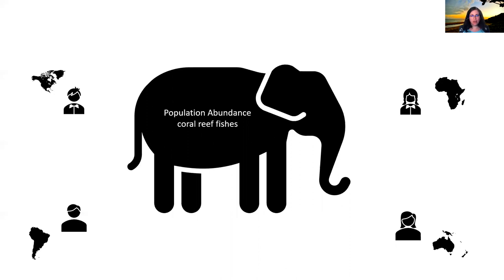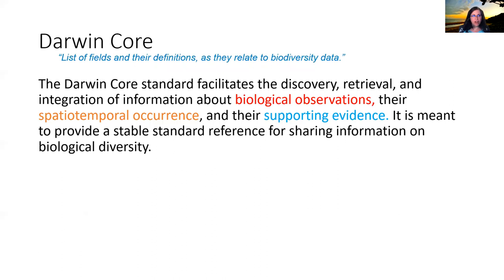The way to bring these observations together is through Darwin Core. Darwin Core is a list of fields and their definitions as they relate to biodiversity data. What's key for Darwin Core is that you have a biological observation and its spatiotemporal occurrence, so you know where it is in space and in time, and any supporting evidence. This could be sampling event data, it could be eDNA data, it could be any sort of observations of the biology of our Earth. And any supporting evidence, so any measurements about those species like lengths, weights, abundance, all of those types of information can be standardized using Darwin Core so that we can integrate them together.